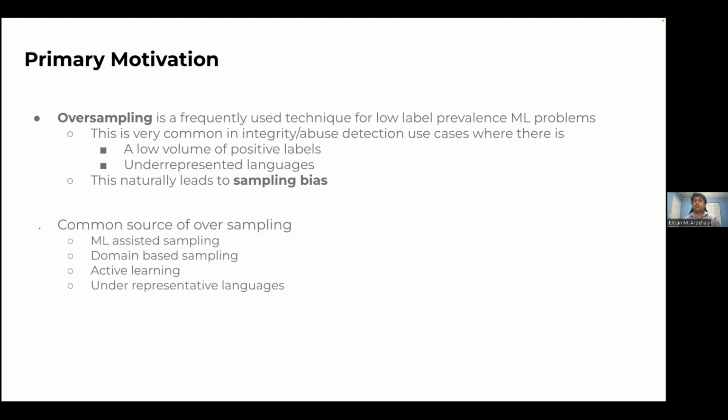Active learning methods use some kind of uncertainty, finding which samples will leave more uncertainty and asking labelers to label them. And also it's very common to oversample underrepresented languages.